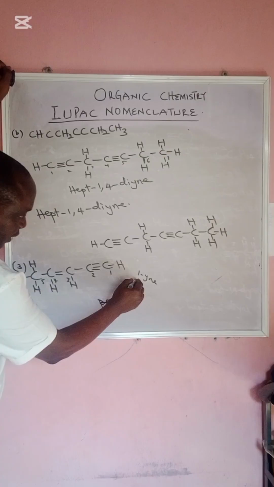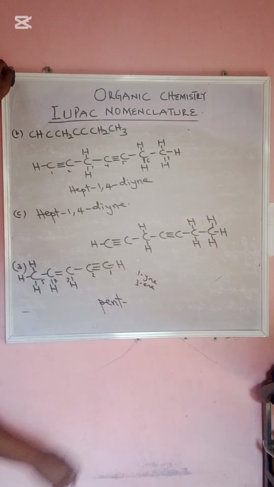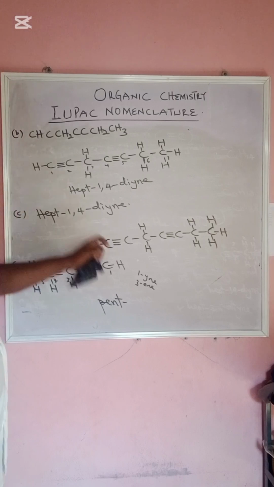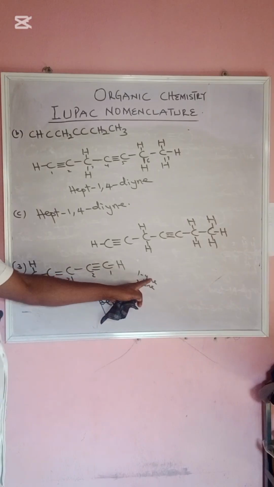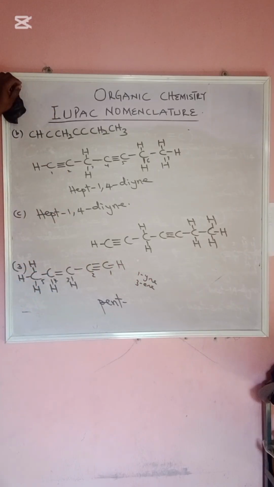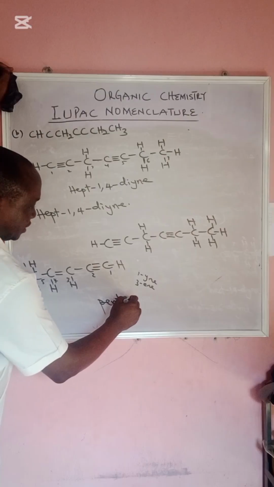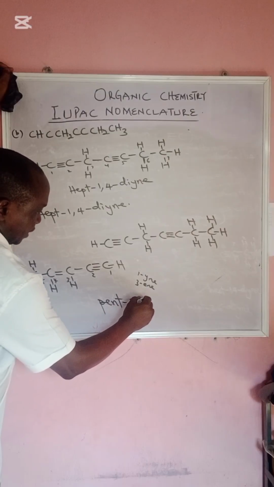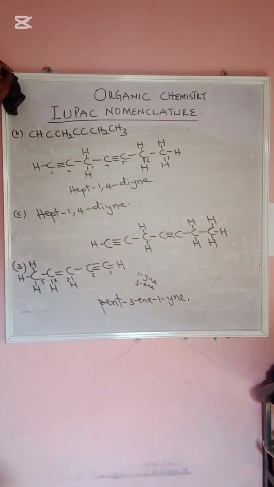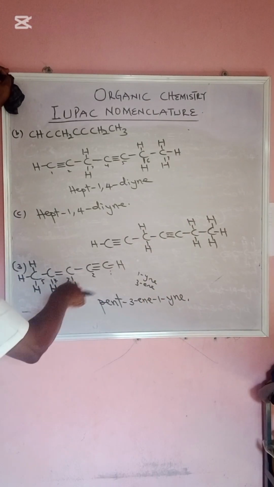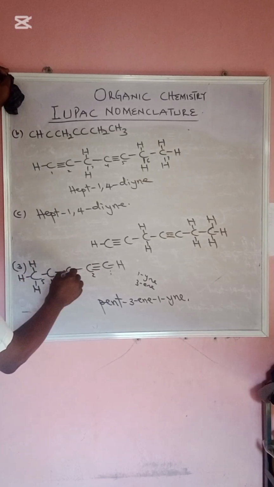How do we now combine the two together? Always make sure that the yne supersedes the ene, so it must have the lower number. Always take note of that. So this is pent-3-en-1-yne. When you are reading it in this form, I've counted from right to left. Let's see left to right.